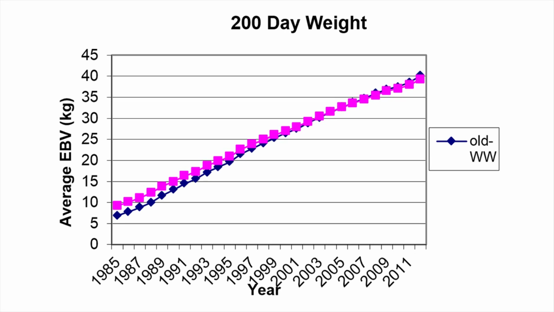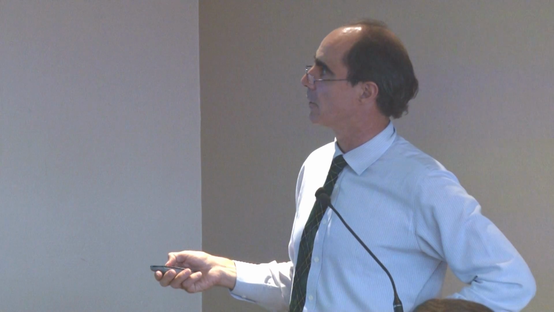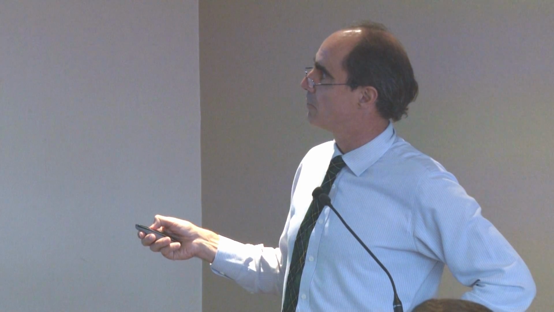Not quite. I squished the charts up, which is why there's not a little scale here. The blue one is the new one. You can see 200-day weight, the genetic trend in the Angus breed going back to 85, it's almost identical, and particularly in the last 10, 15 years, the changes in the breed plan analysis, there's no change in the genetic trend for that trait. Almost the same in 400-day weight.